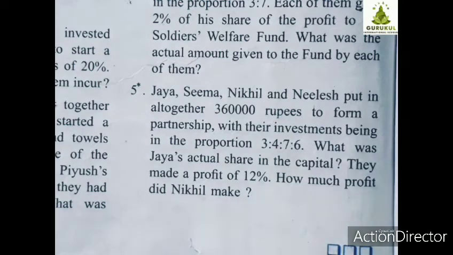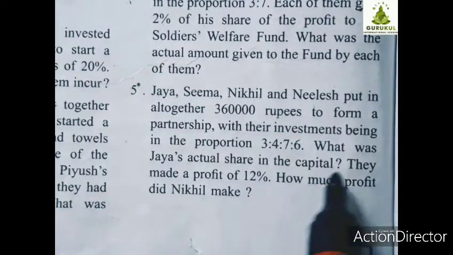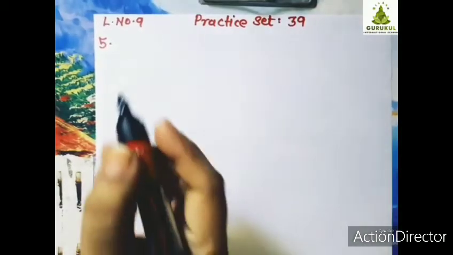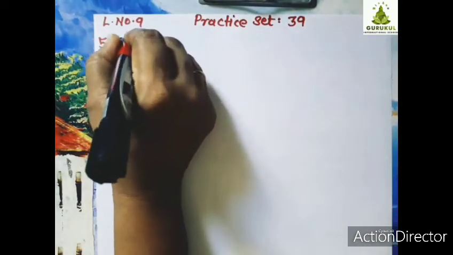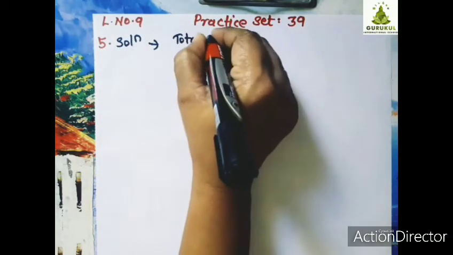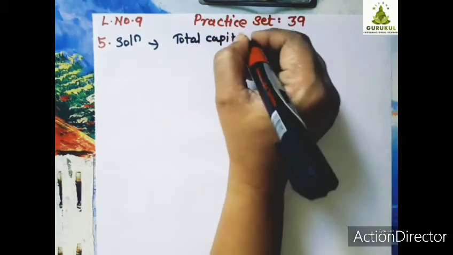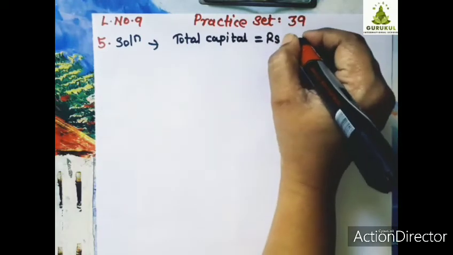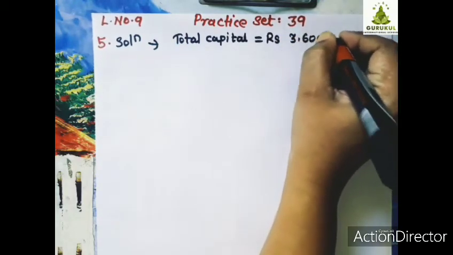So to solve this, first of all we have to find out Jaya's investment, and then we will find Nikhil's profit. Let us see how to solve this sum. So write down the solution. First we will write the given information, the total capital. So total capital is rupees 3,60,000.